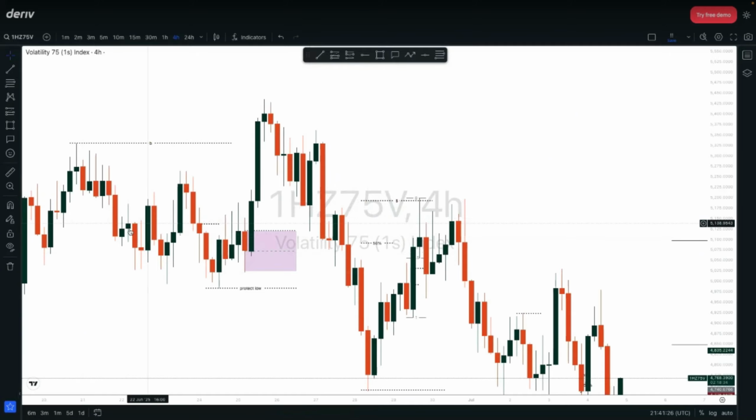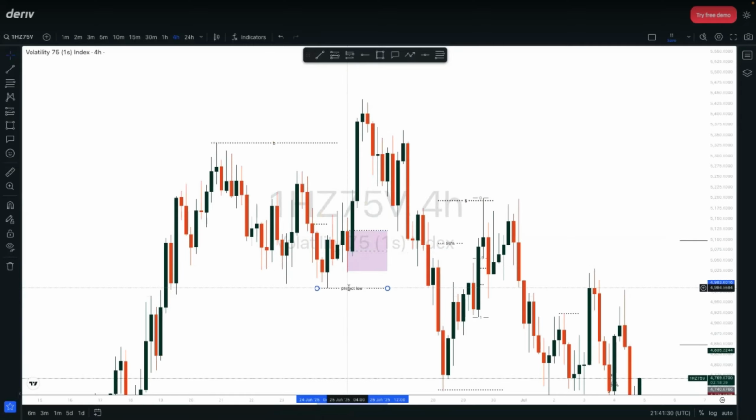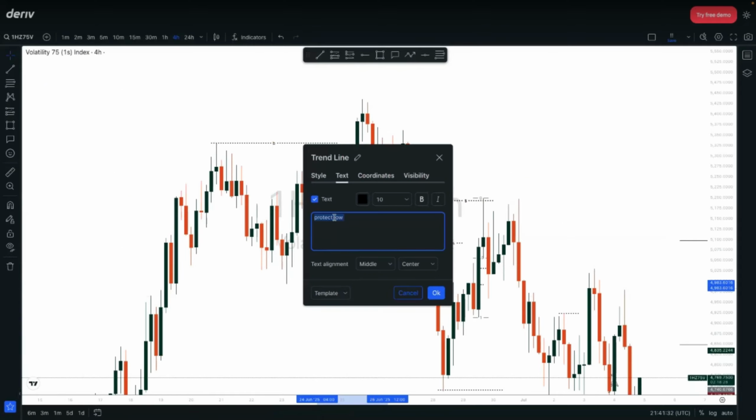So yeah, change of character. Thank you very much. Change of character, or what I like to call shift. The moment a protected low is broken, I call it a shift. Not shit, a shift. I rename it to shift.